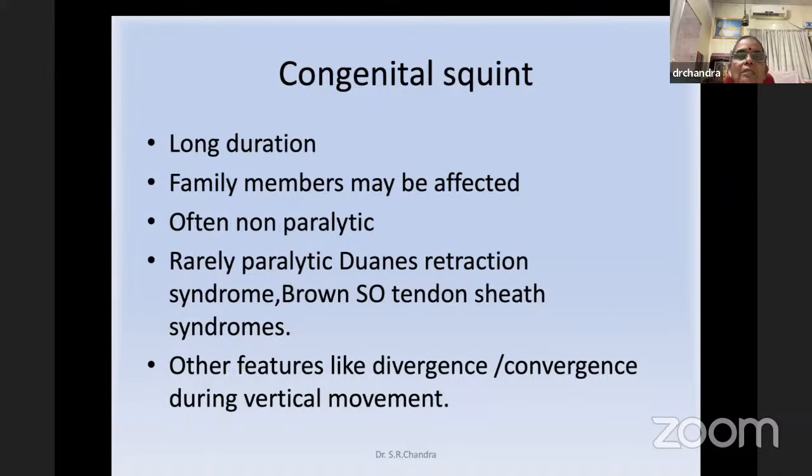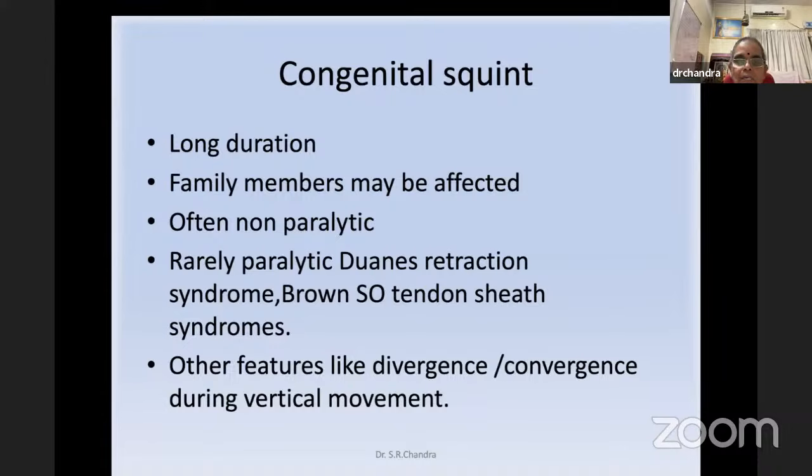So if the patient doesn't know, we will look at their old photographs, and it will be long duration. Some family members also may have the same squint. Usually it runs in families, and often this congenital squint is non-paralytic. So eye movement will be complete, and rarely paralytic, like Duane's retraction syndrome or Brown's superior oblique tendon sheath syndrome. These are the rare paralytic congenital squints. Otherwise, the congenital squint is non-paralytic.